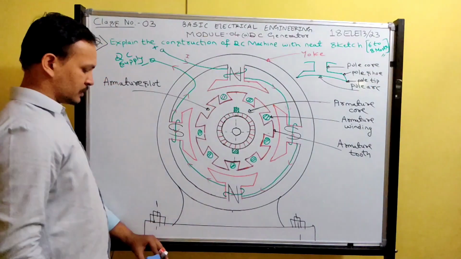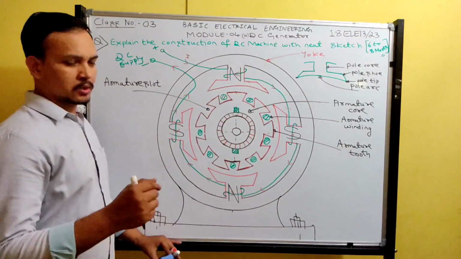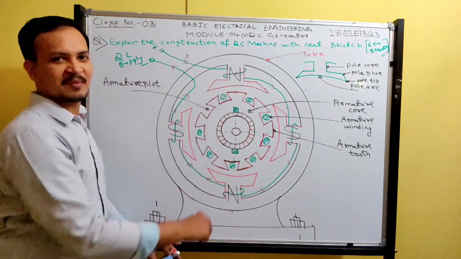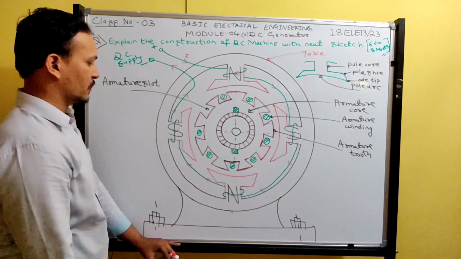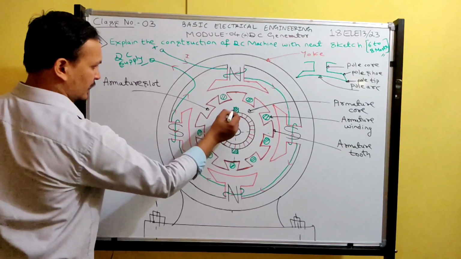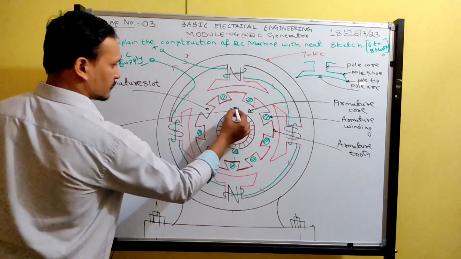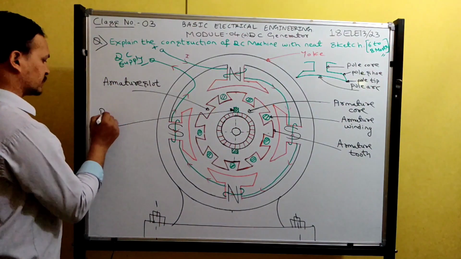So armature consists of what? Armature core consisting of armature slot, armature tooth, and armature winding. Okay. So next, what about this green color? So this green color one, this box one, that is called brushes.